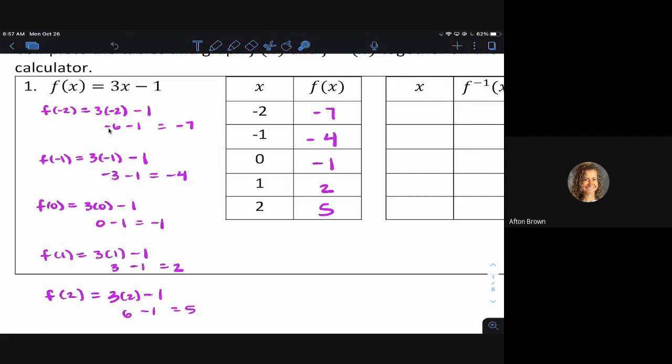So being good at math in your head doesn't make you good or bad. It's just we each have different skills, right? So some of you are really good at doing it in your head. If you are, do it in your head. If you're not, use a calculator.